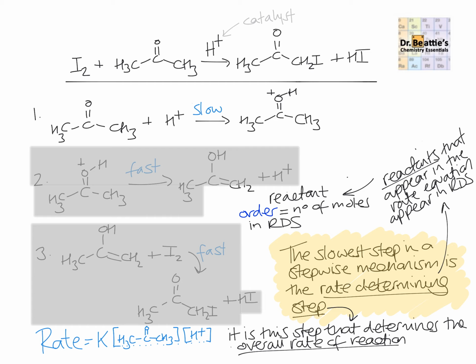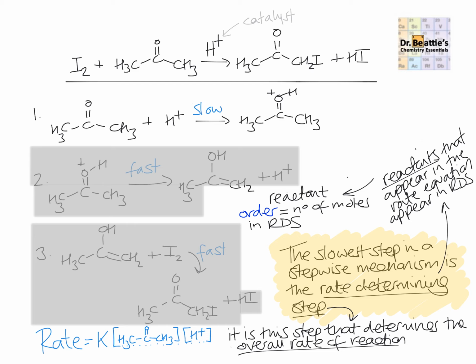And as a side note, it's really important just to think, well, iodine is a reactant. It doesn't appear in the rate equation, so it must be 0 order. So any reactant that is 0 order must appear in a fast step. And you can see iodine here is in this fast step. So it is still involved in the reaction, but just not in the slowest step.